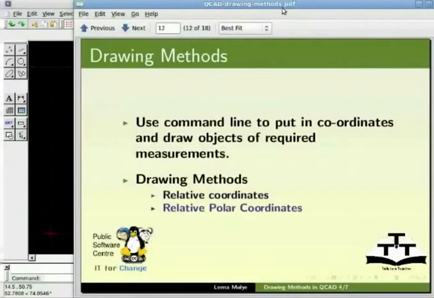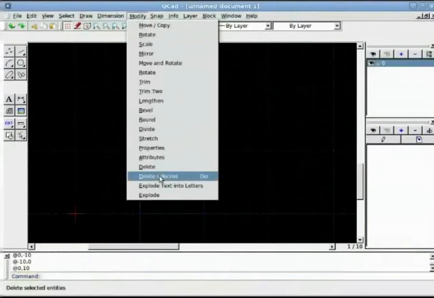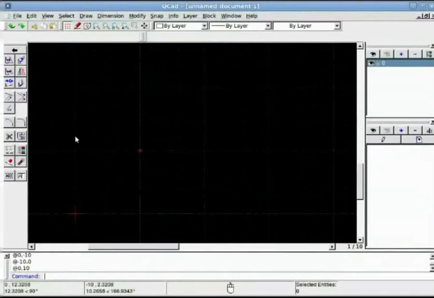Next is relative polar coordinate system. It relies on distance and angle relative to the last specified point. Always it's positive and represents distance away from the first point. Let's try and draw the previously drawn square using this polar coordinate system.